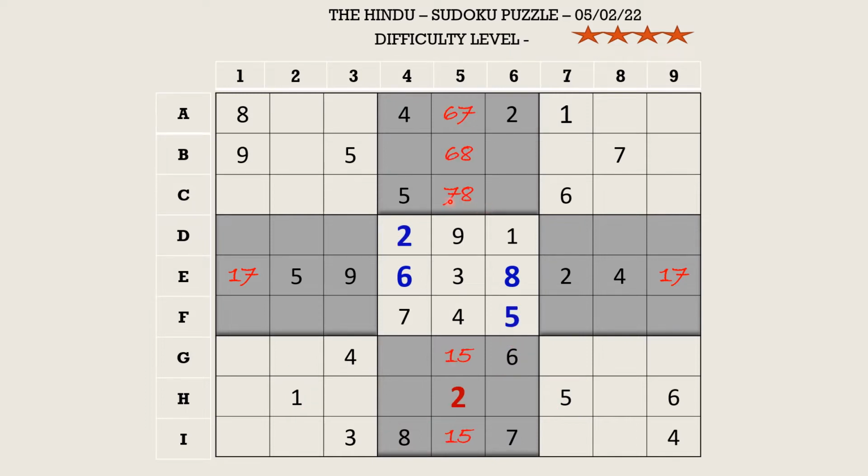Now let's try to fill the second block. There is a 1 in column 6 which blocks these 2 cells. So B4 takes 1. Now the missing numbers in this box are 3 and 9. There is a 9 in B1 which is blocking here. So B6 takes 3 and C6 takes 9.